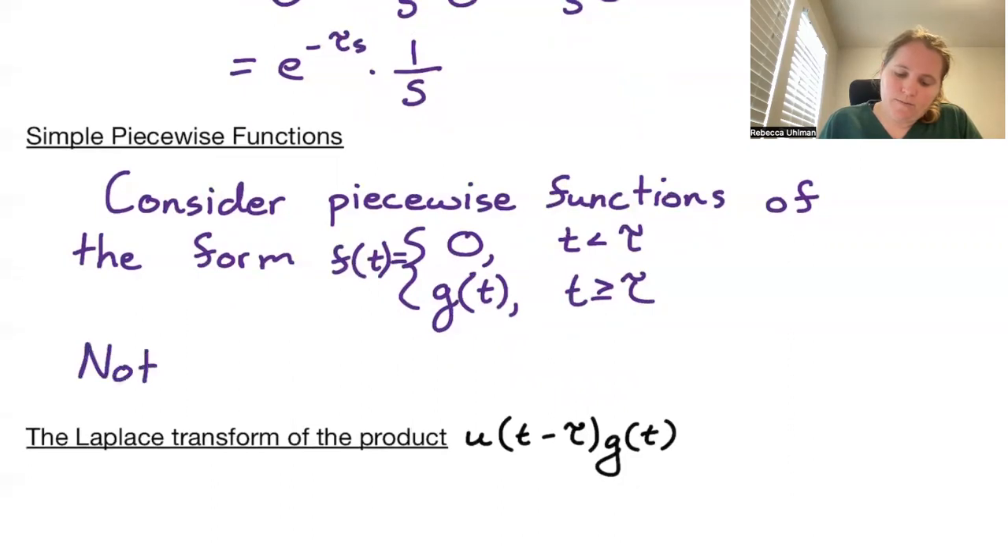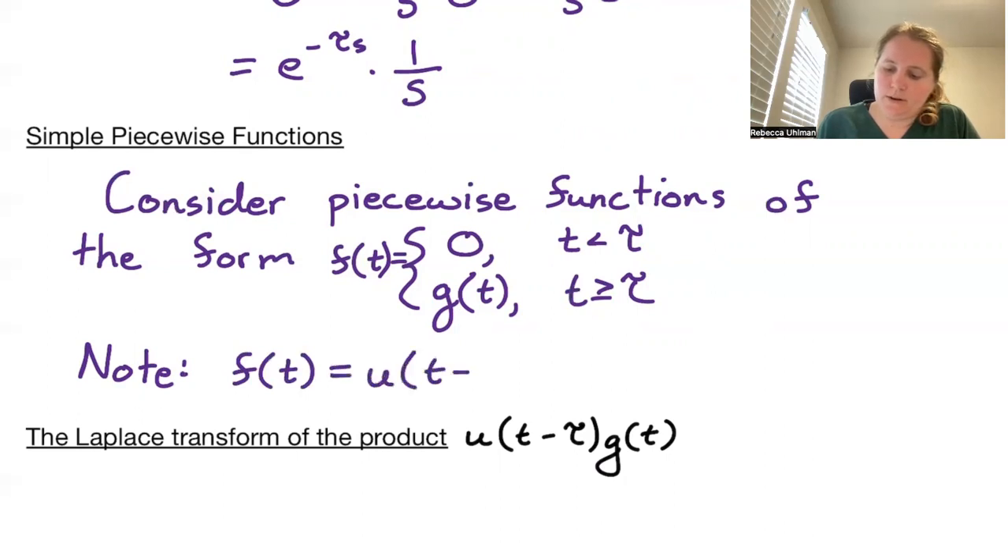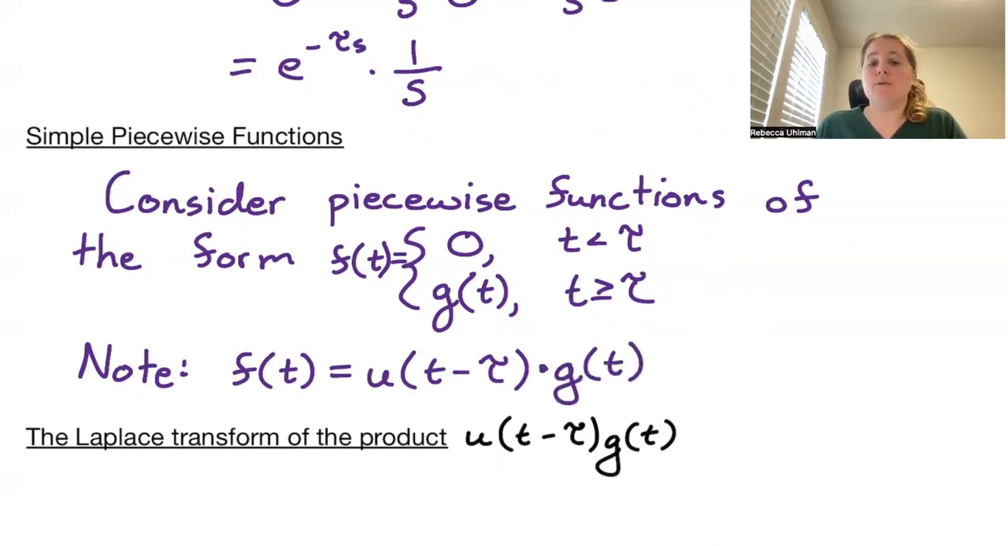Note that f of t is just the unit step function evaluated at t minus tau multiplied by g of t, right? Because u of t minus tau is 0 all the way up to tau, multiplying by g, we will get 0. And then u of t minus tau is equal to 1 for t greater than or equal to tau. And so we just have 1 times g of t, or g of t.